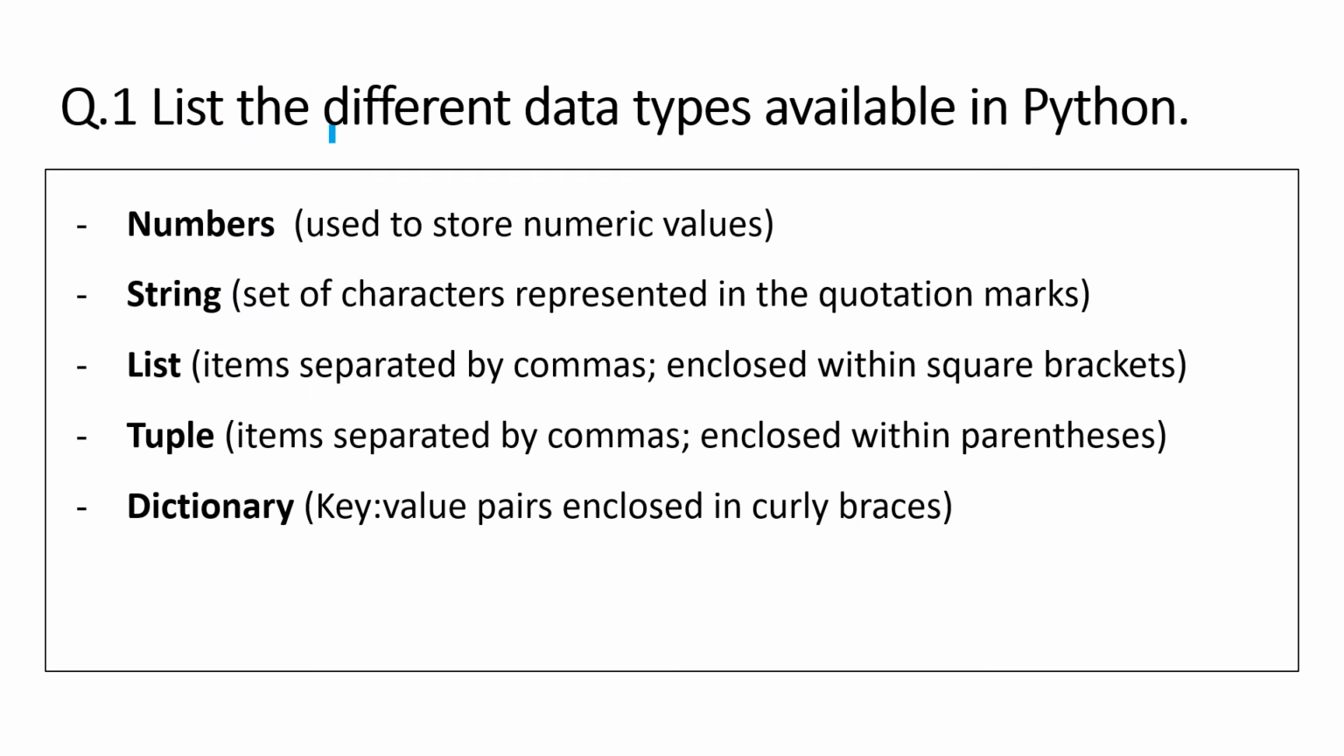Question number 1. List the different data types available in Python. In Python, there are 5 standard data types. They are listed below. Let's start with the answer.